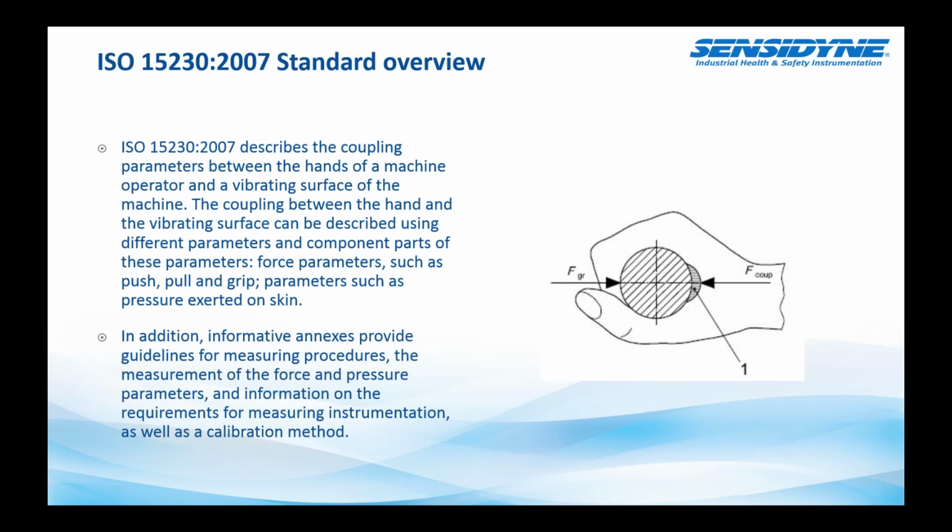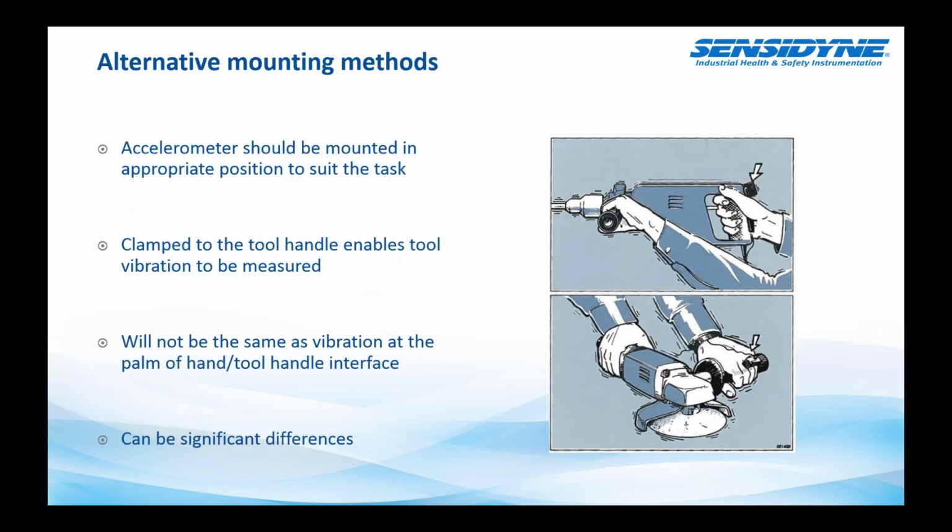So we can also mount in alternative places. We can mount accelerometers on the handle itself, perhaps in addition to in the palm of the hand. That way it's possible to measure what the tool is doing and what the worker is receiving, and to see the effect of perhaps any design that the manufacturer has made on the handle to try and reduce the vibrations.